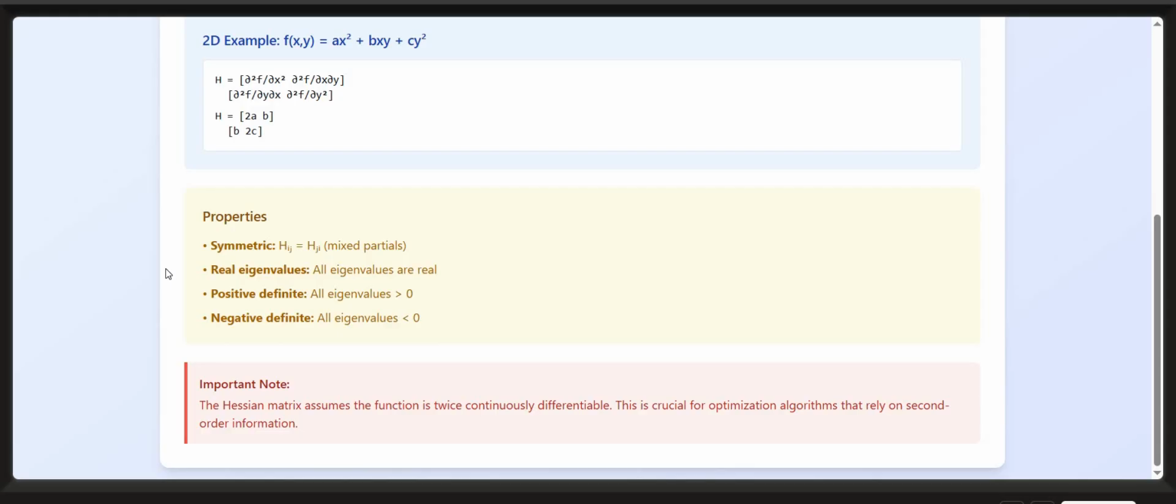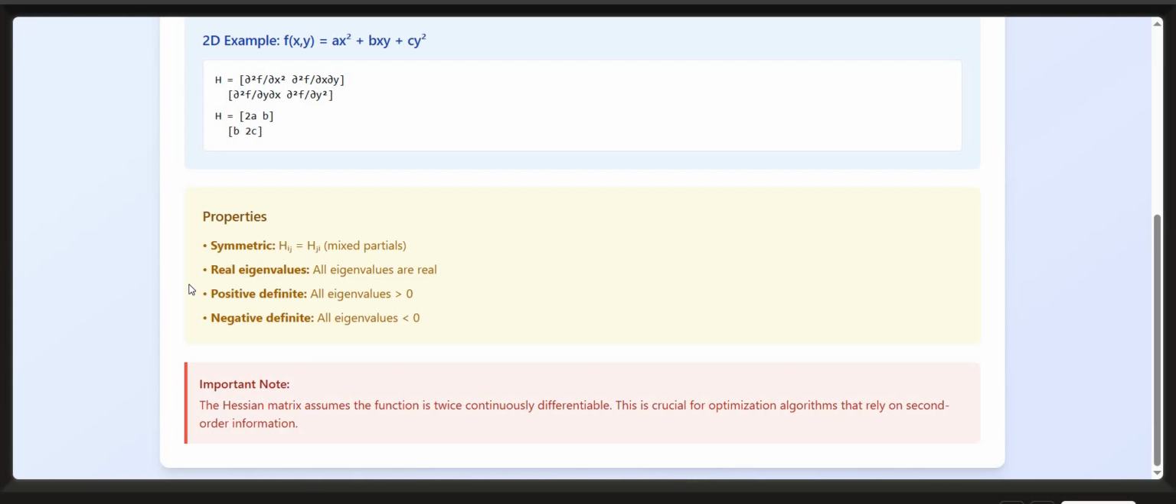For symmetry, we just mentioned this, h sub ij equals h sub ji. That's due to the equality of mixed partials, which holds when the function is twice continuously differentiable. Then eigenvalues. One nice thing about the Hessian is that all its eigenvalues are real. You don't have to deal with imaginary numbers here, which keeps things simpler.